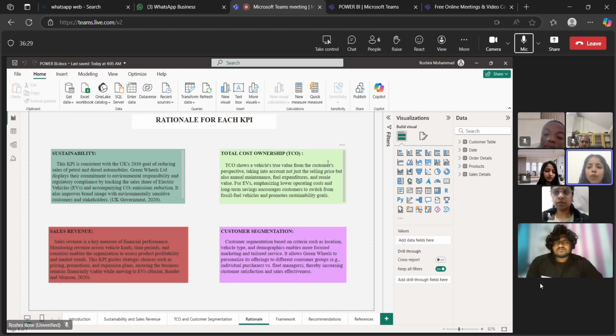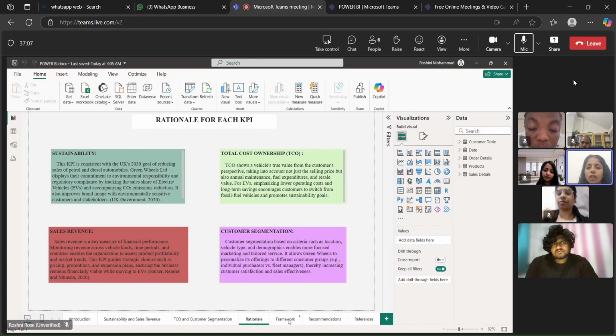TCO reveals a vehicle's real value by including purchase, maintenance, fuel, and resale cost, highlighting EVs' long-term savings and sustainability benefits. Sales revenue tracks financial performance across segments, guiding strategic decisions on pricing, promotions, and EV market expansion. Customer segmentation by location, vehicle type, and demographics enables targeted marketing and personalized services, boosting satisfaction and sales.